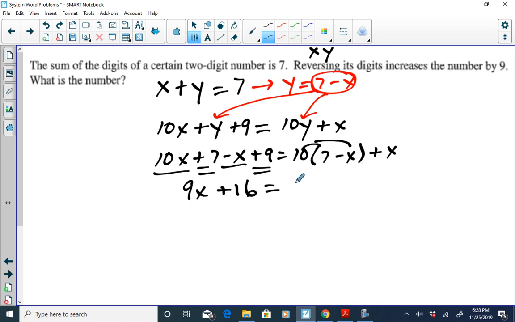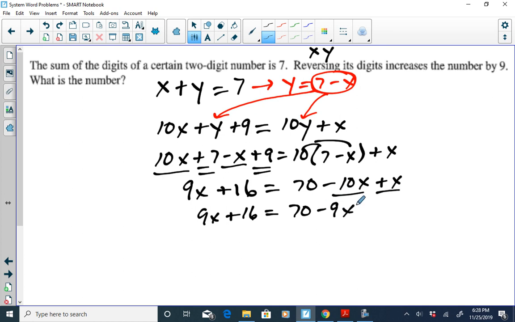10 times 7 is 70, minus 10 times x is 10x, and then we still have plus the 1x. I simplify the right part of this equation, so I recopy 9x plus 16. I simplify this, so that's going to be 70. And then we have negative 10x plus 1x. That's going to be minus 9x.